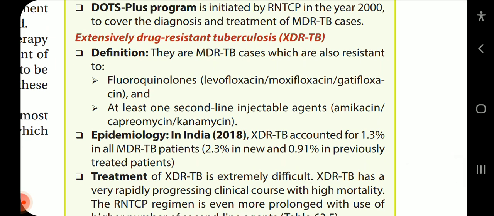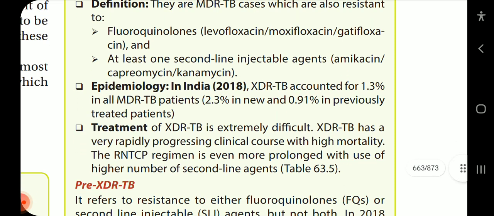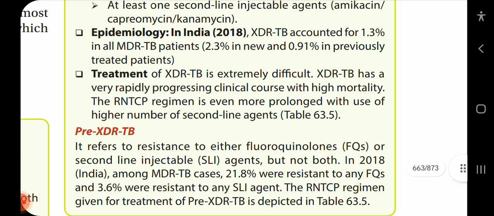Extensively drug-resistant tuberculosis, XDR-TB. Definition: they are MDR-TB cases which are also resistant to fluoroquinolones, levofloxacin, moxifloxacin and gatifloxacin, and at least one second-line injectable agent like amikacin, capreomycin and kanamycin. Epidemiology in India 2018: XDR-TB accounted for 1.3% in all MDR-TB patients, 2.3% in new and 0.91% in previously treated patients. Treatment of XDR-TB is extremely difficult.